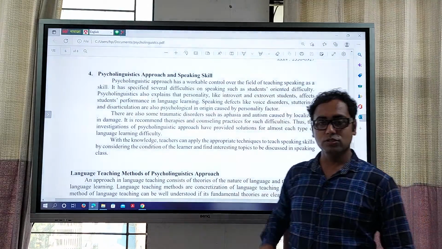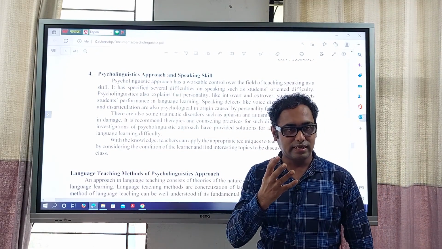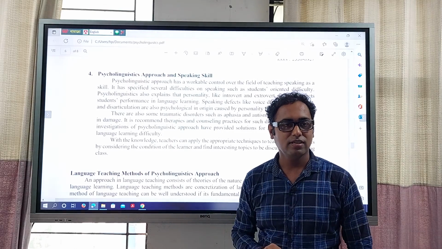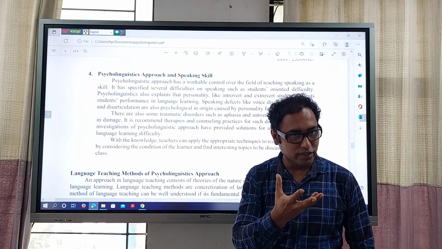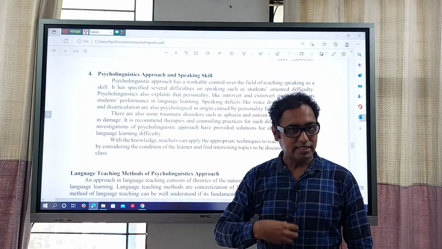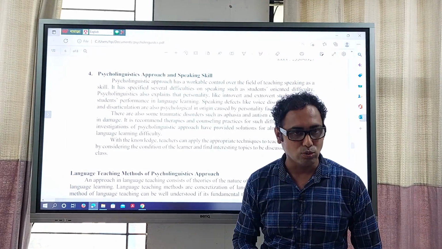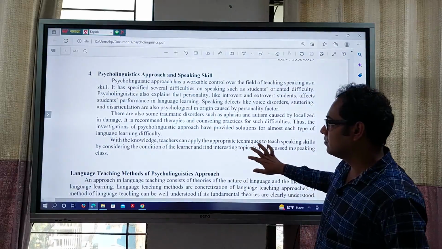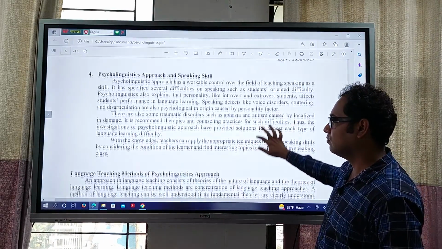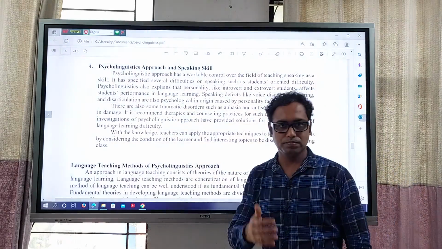So the students who are not extrovert face difficulty in speaking. Those who are introvert are almost unable to produce many sentences. It is working internally, but they cannot bring it out. So, this is all about the psycholinguistic approach and the 4 skills. Hopefully, I have understood.